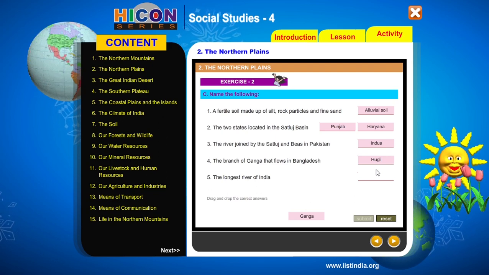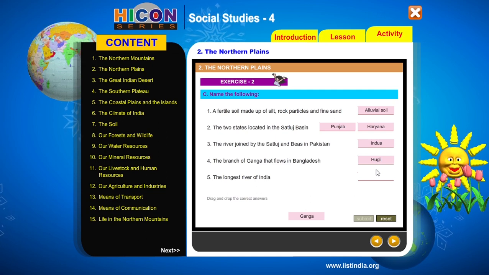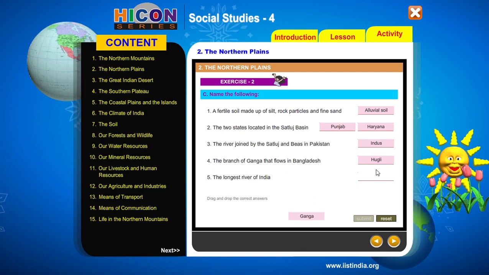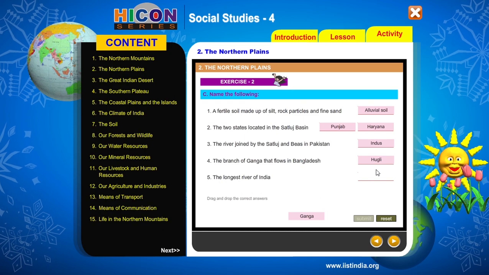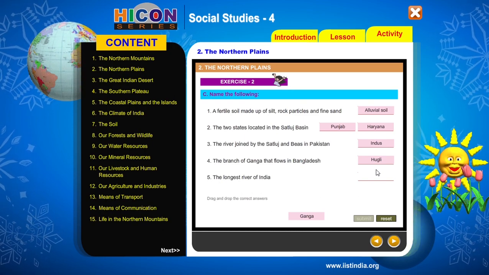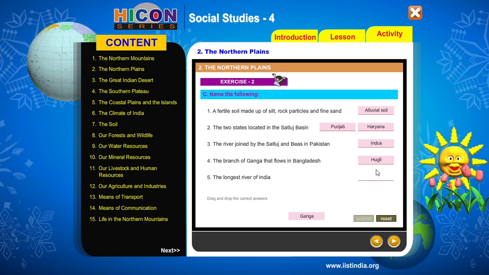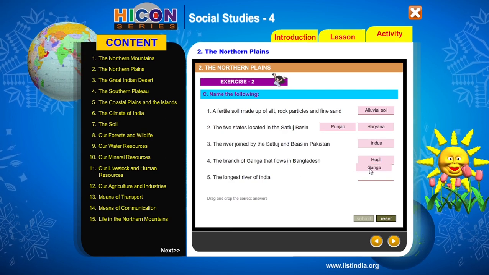And we have seen in the lesson also, the Brahmaputra that comes from the eastern side, like Arunachal Pradesh and Assam, gets into Bangladesh and joins Padma, right? So the option that is given over there is a wrong one. We need to change it to Padma. You can write that in the notebook, okay? The longest river of India is river Ganga, right?